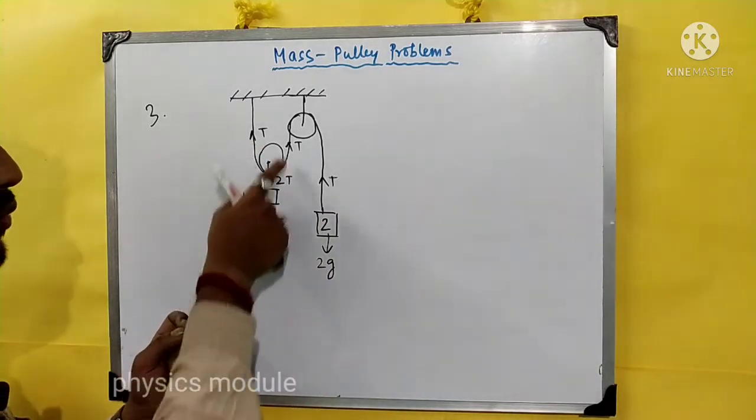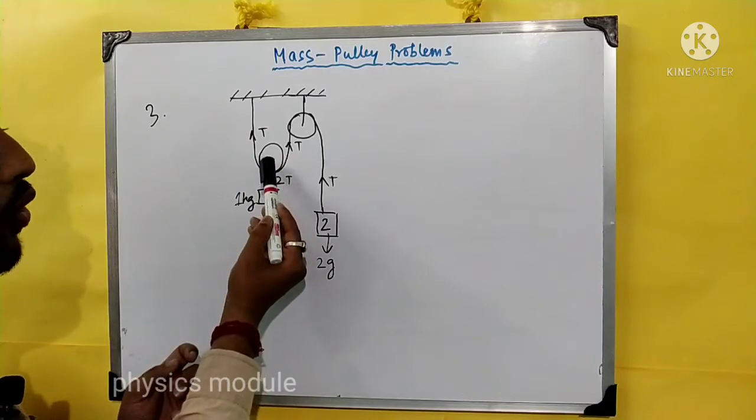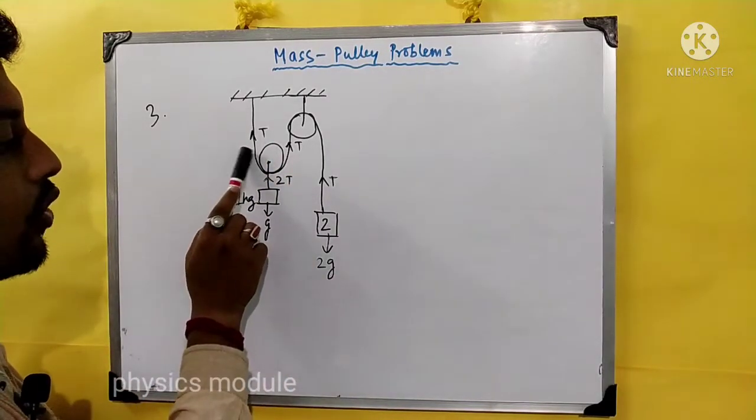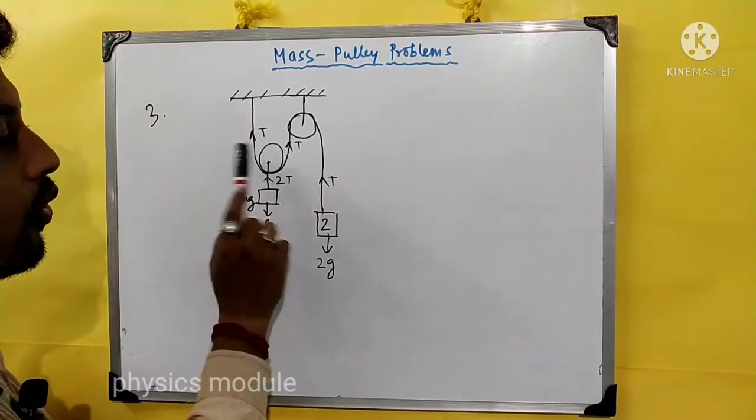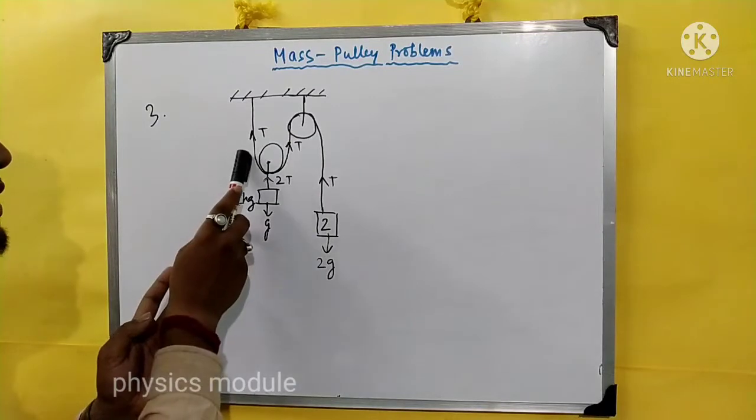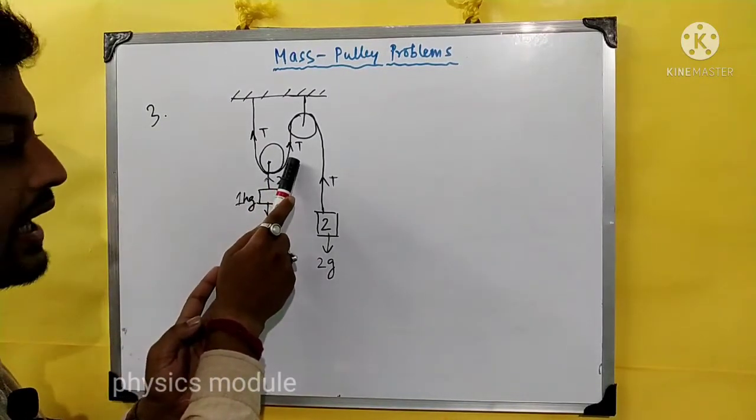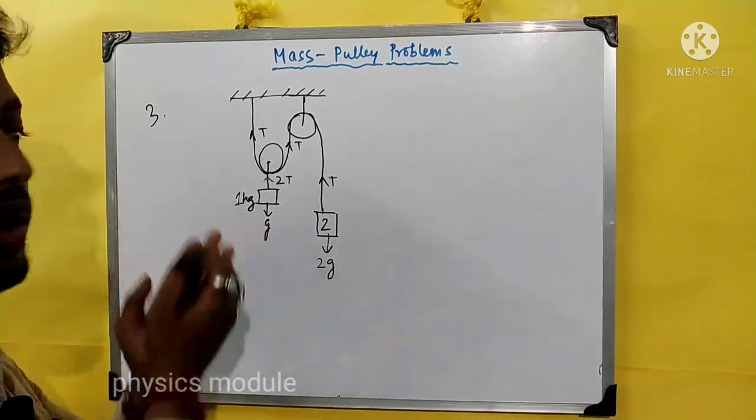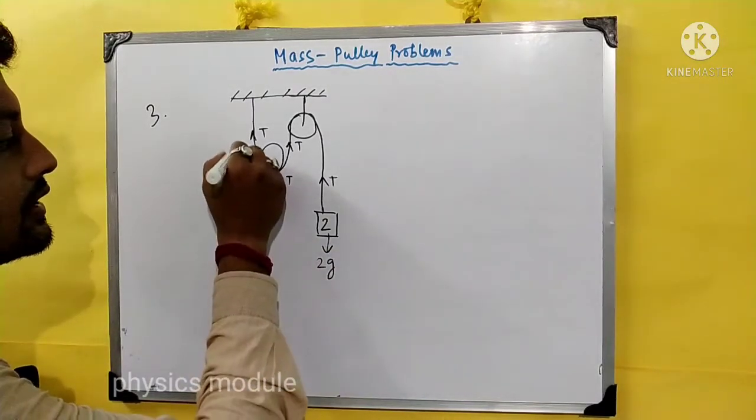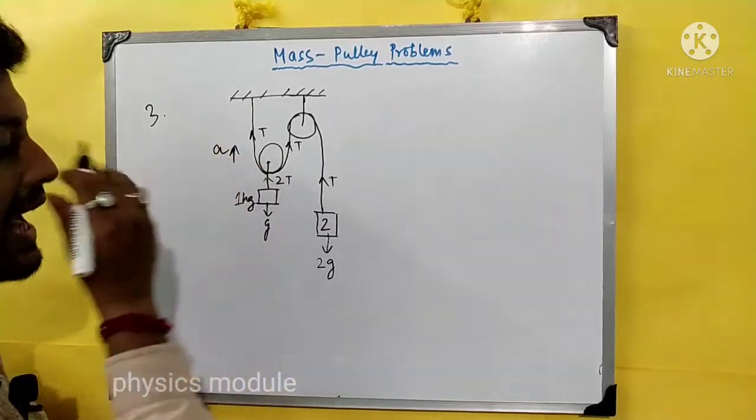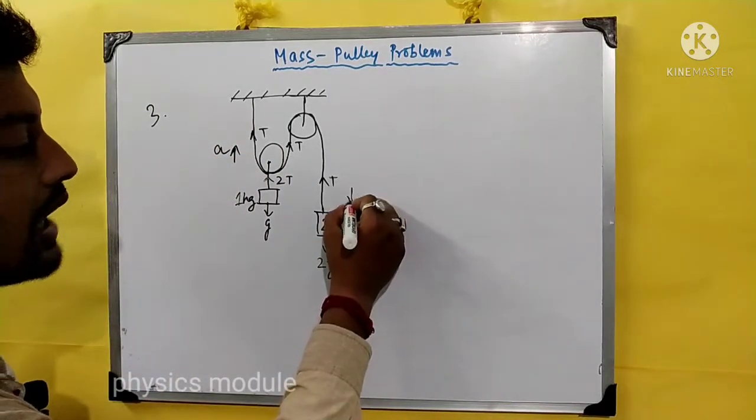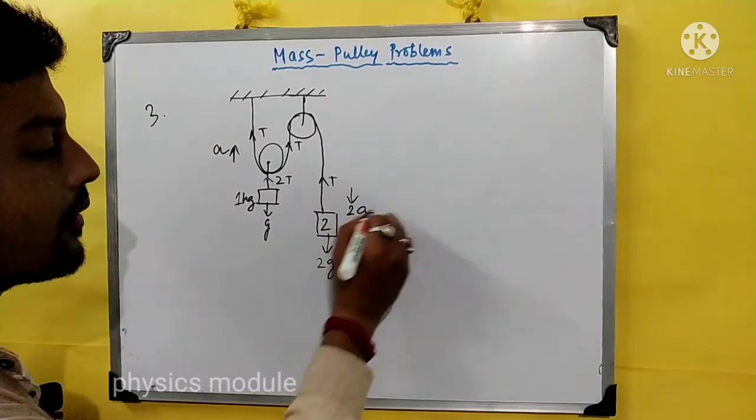This movable pulley is moving upwards, which is fine. But the string over here and the string over here, both of the sides are getting pulled up. The strings on this side and this side are getting pulled upward at the same time. So what will happen if this pulley is going upward with acceleration A? This mass will go downward with acceleration 2A.